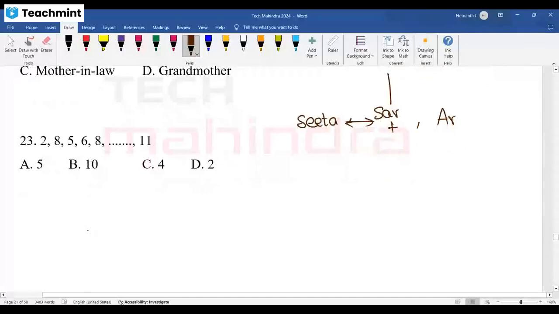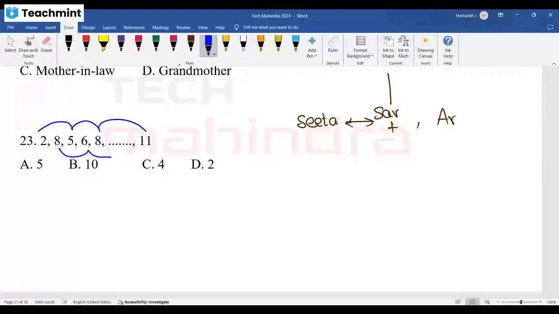Here, if you observe, they are giving an alternate series: 2, 5, 8, 11, 8, 6, 4. Two different series they combined into one. That's one series. 8, 6, blank is nothing but 4. Number series also you can expect a question.